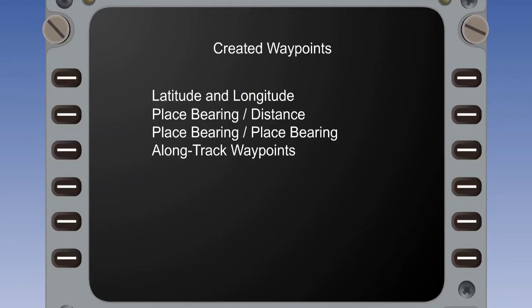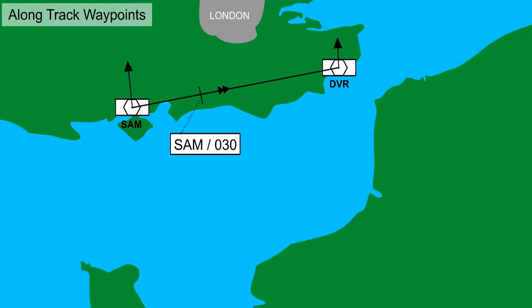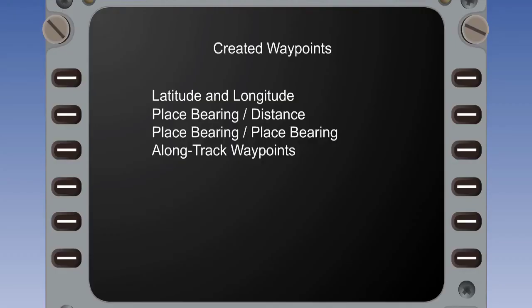Finally, there are along track waypoints. If the route, for example, is a direct track between Southampton and Dover, then Sierra Alpha Mike 030 means 30 nautical miles along the route after Southampton, and Delta Victor Romeo -030 means 30 nautical miles before Dover. But there is no across-track facility as, again, this is not unique. It could be anywhere along the displaced track, and so is not allowable. These created waypoints are normally put into the temporary nav database and are therefore automatically erased at the end of the flight.